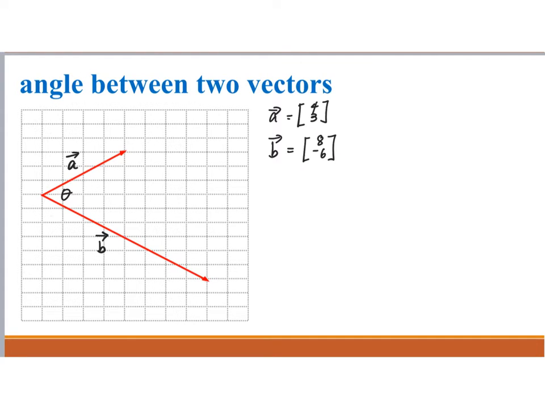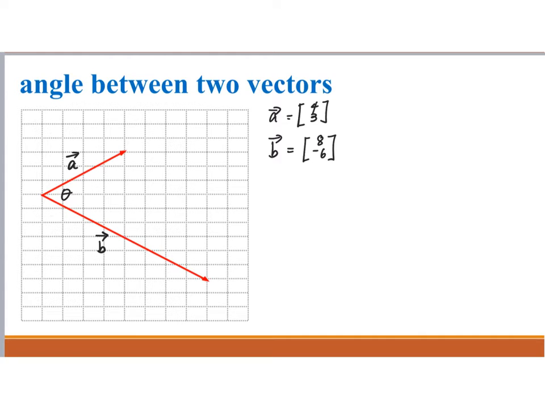Suppose we have the vectors A and B here as shown, and we are given the components of A and B as 4, 3, and 8, negative 6 respectively. How do we find the angle theta between the two vectors A and B?